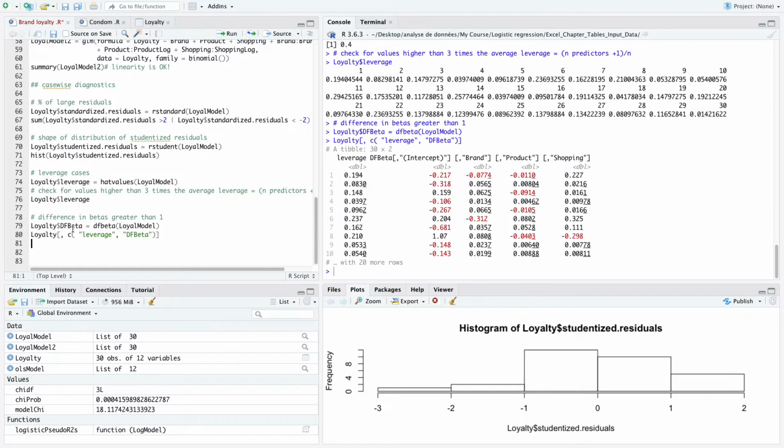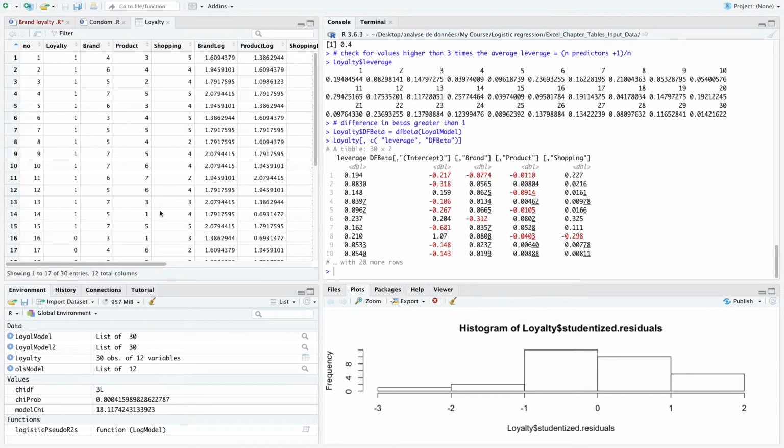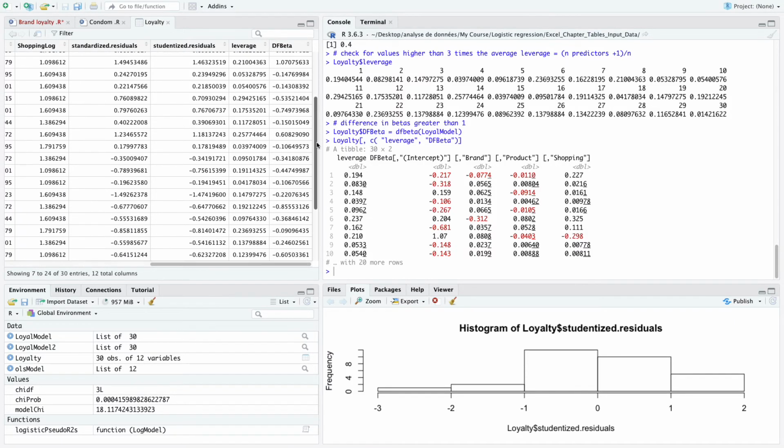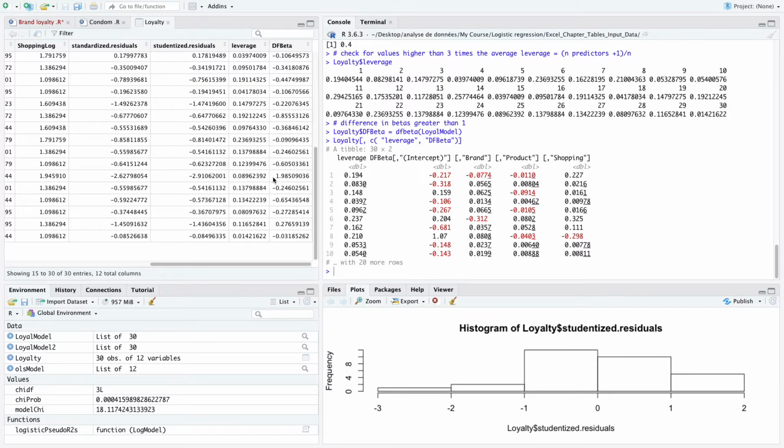So let's check the values of the beta. Of course, we have beta values for each variable, and as you can see, we normally have no problem with those. We can also check our data set, because I added columns for each measure. Let's check the dfbeta and see if we have any value above 1. As you can see, we have only one case, which is this one, which has a dfbeta which is almost 2. And this one has also a studentized residual of minus 2.9, and it has a large standardized residual.